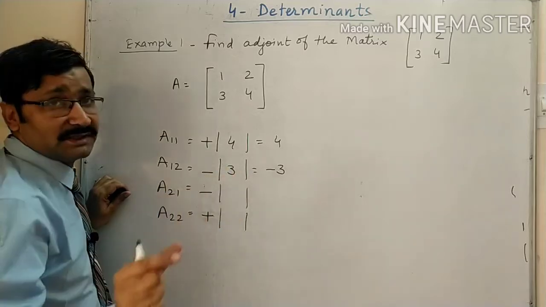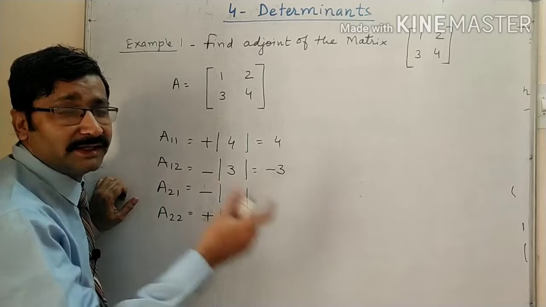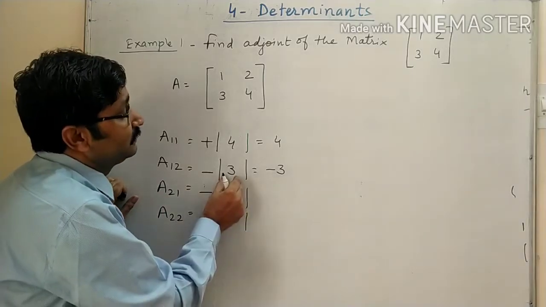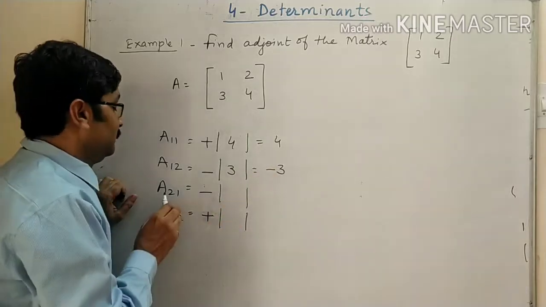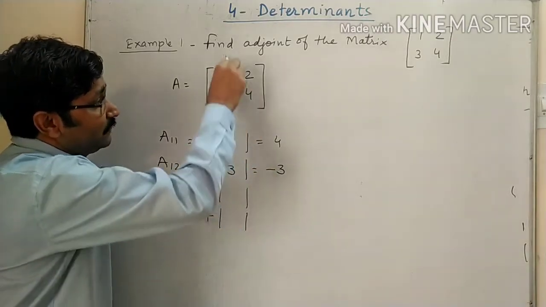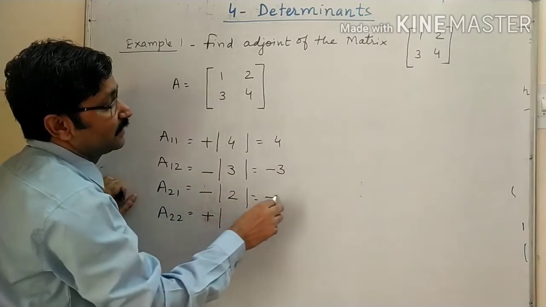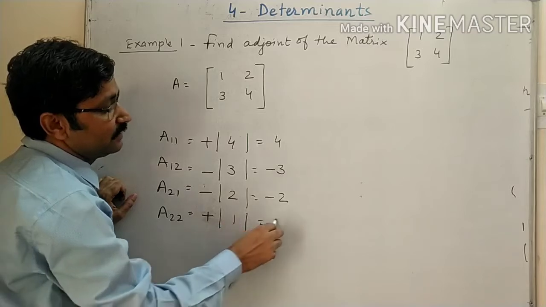Next is A21. Look here, this is not a modulus sign, this is a determinant sign. Determinant means this is a 1 into 1 determinant, so you write the value directly, whatever you have here, as it is. If you have minus 3 you write minus 3, if you have 4 you write 4, as it is. A21 means second row and first column you do not take. You get 2 here, so that is minus 2. Next is A22: second row and second column you do not take, so you get 1 here.